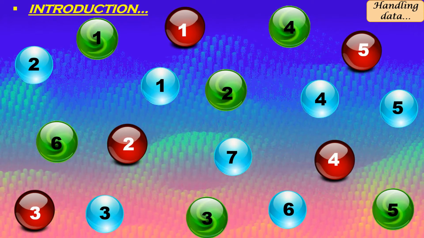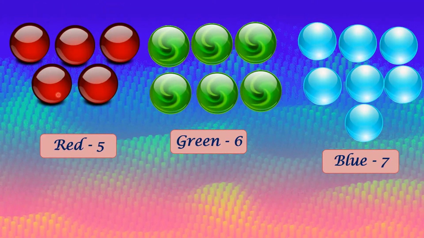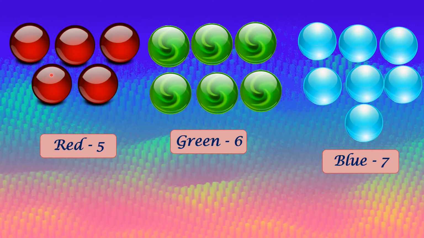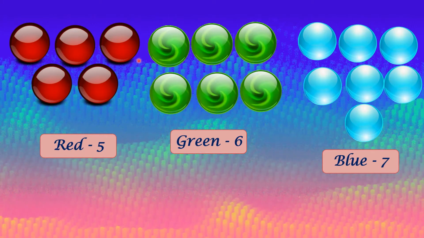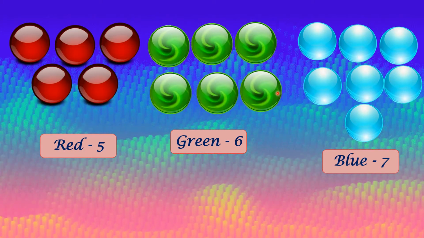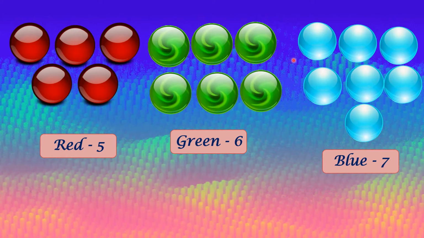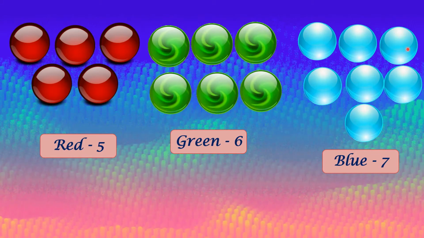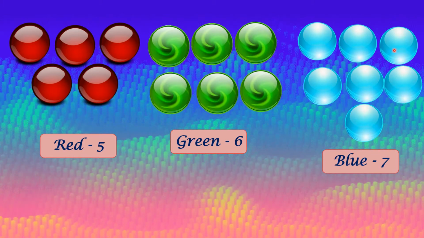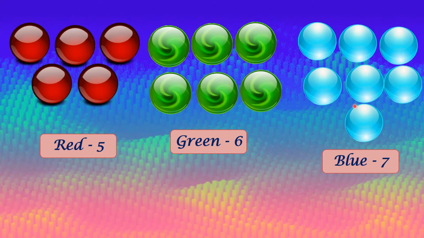Hence, students, we have 5 red color marbles. 1, 2, 3, 4, 5. Then what about green color? 1, 2, 3, 4, 5, 6. So we have 6 green color marbles. And what about blue color? 1, 2, 3, 4, 5, 6 and 7. So we have 7 blue colored marbles.